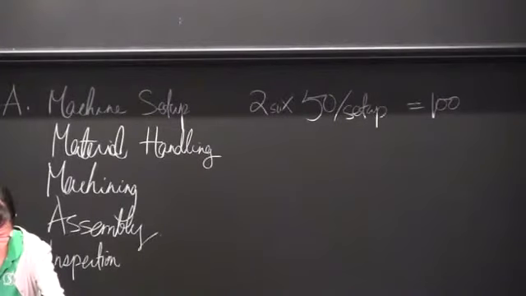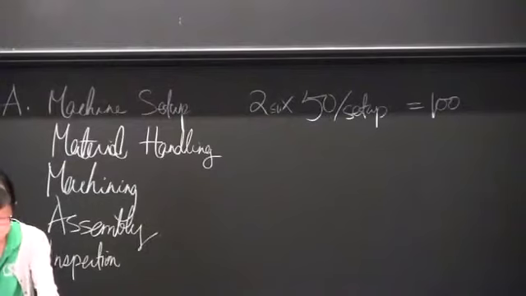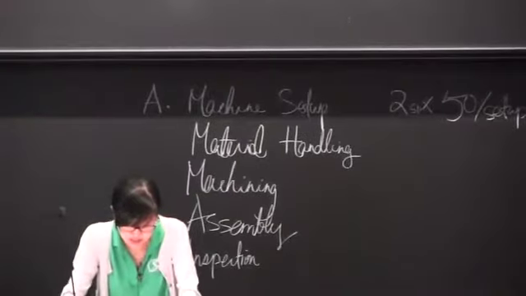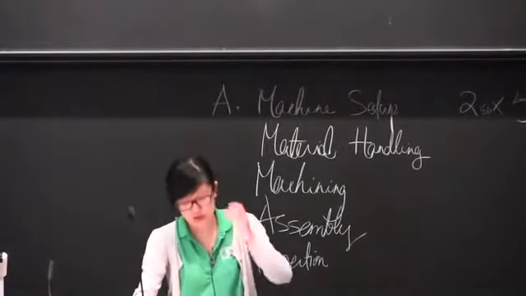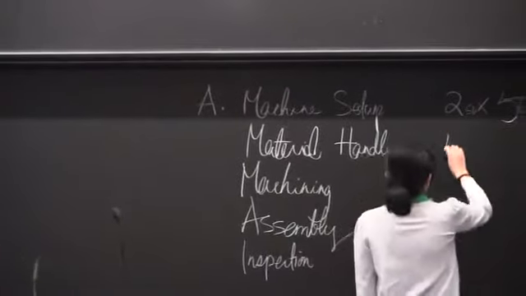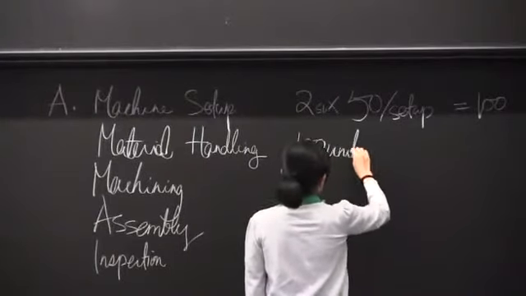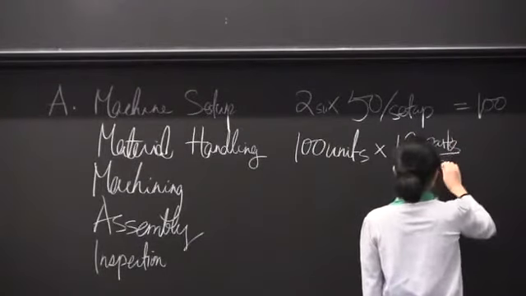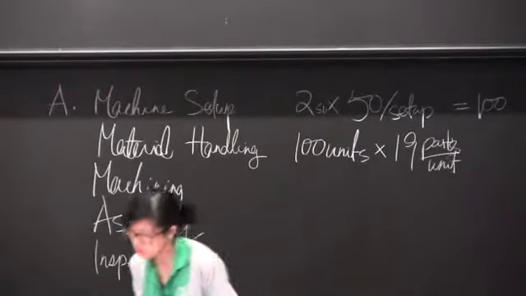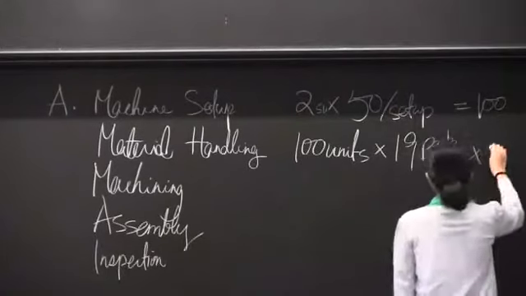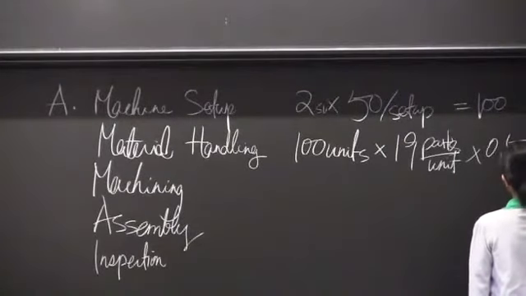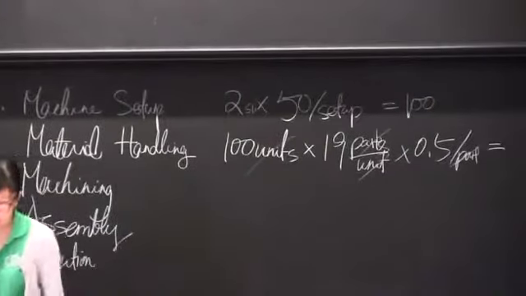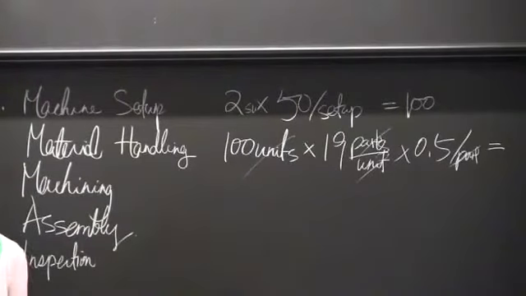The second one is number of parts. Each unit consists of 19 parts, and how many units did they produce? 100 units. So that's 100 units times 19 parts per unit, and their cost is 5 cents per part. Make sure it cancels. Yep. That gives you $950.